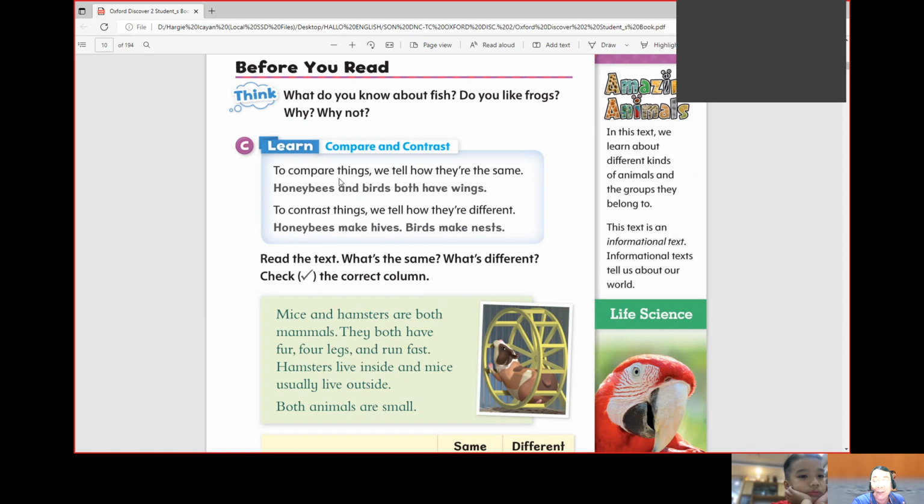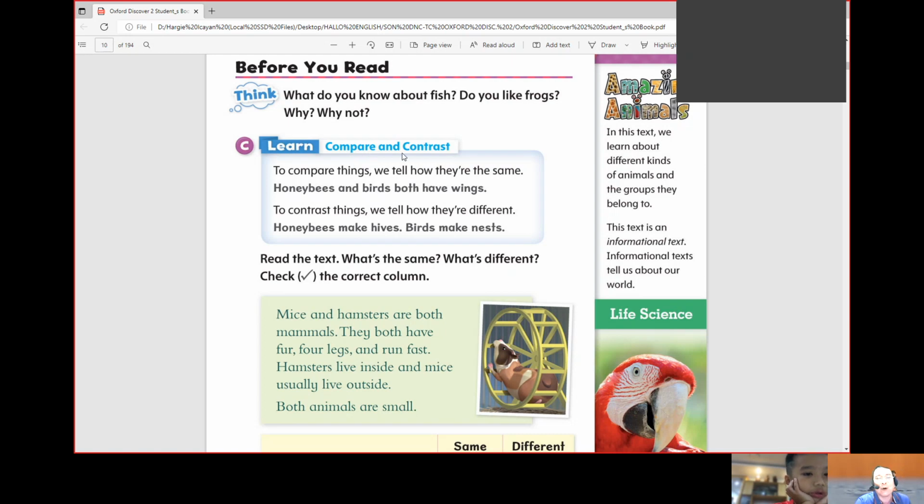Okay. To compare things, can you read this one, son? To compare things, we tell how they are the same. Honeybees and birds both have wings. Yes. So in order to compare things, we have to tell how they're the same. Let's say, for example, honeybees and birds have wings. So that is their comparison, right? Okay, so that is how we are going to compare things.